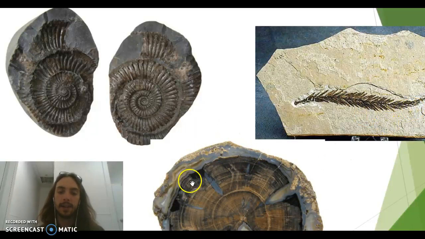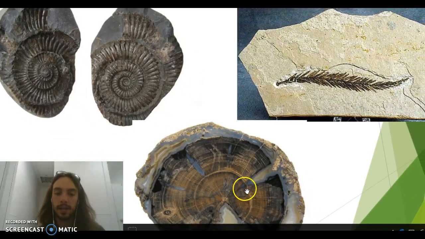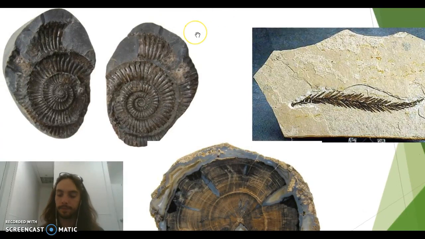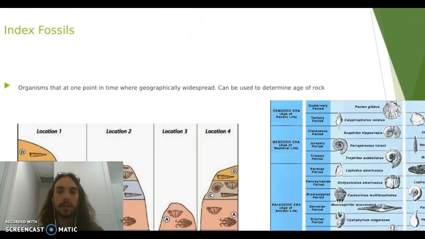And then down here we have pre-mineralization. So what happened was this, whatever this was, if it was like a sand dollar or something, it died, it got buried, and then as it disintegrated, it was filled in with minerals, and the minerals hardened and kind of left this really cool outline of what used to be there. So that's pre-mineralization. Okay, so index fossils.